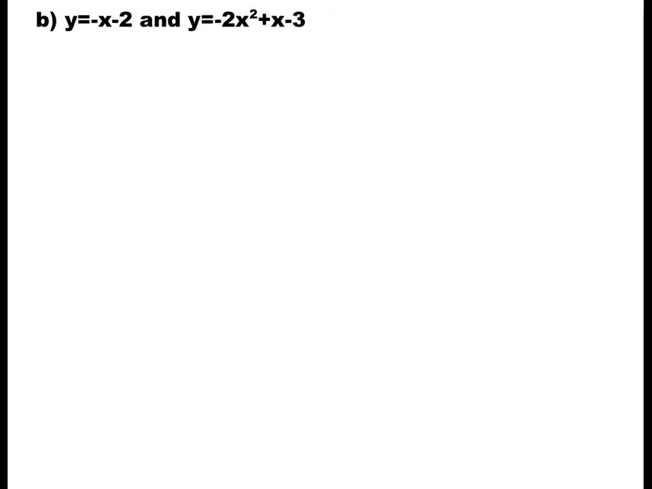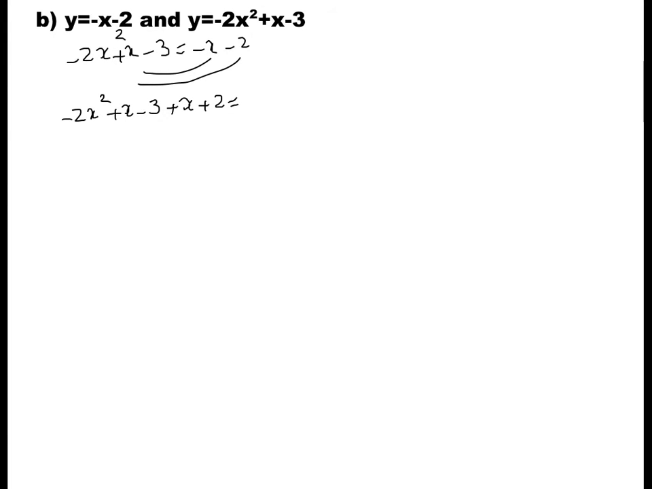In the next example, we have a line y equal negative x minus 2 and the quadratic y equal negative 2x squared plus x minus 3. We do exactly the same thing. We are going to solve these two using substitution. So I'm going to say negative 2x squared plus x minus 3 is equal to negative x minus 2. I'm going to bring these two to the left. I get negative 2x squared plus x minus 3, negative x becomes plus x, negative 2 becomes plus 2.